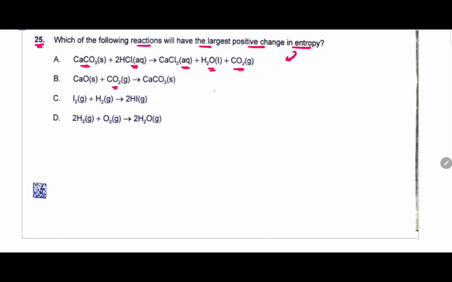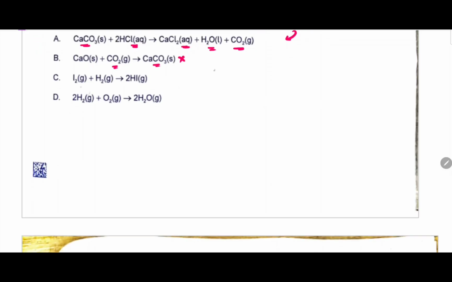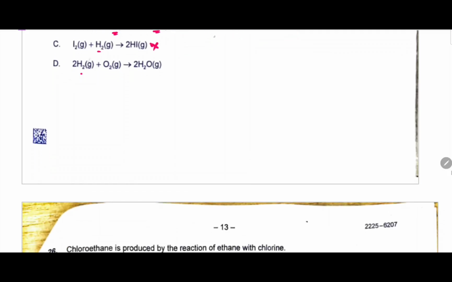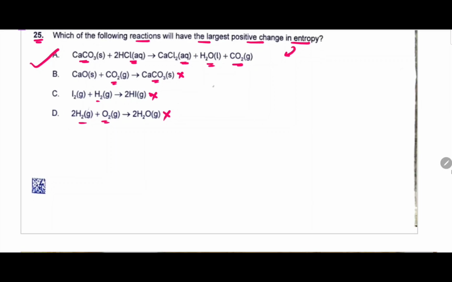CaO plus CO2 gas converts into CaCO3, negative change, gas converting into solid. 2 moles of gas converting into 2 moles of gas, there is no change in entropy. 2 moles and 3 moles of gas converting into 2 moles of gas, decrease in entropy. This cannot be the answer. Hence, the largest change in entropy is for option A, where CaCO3 solid is converting into CO2 gas, solid and aqueous solution converting into gas, number of moles of gas is increasing.